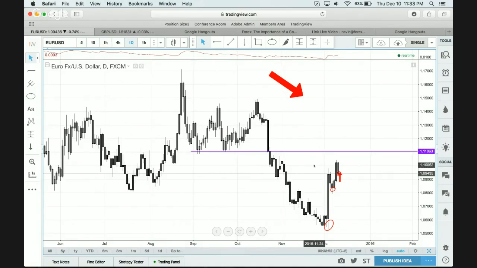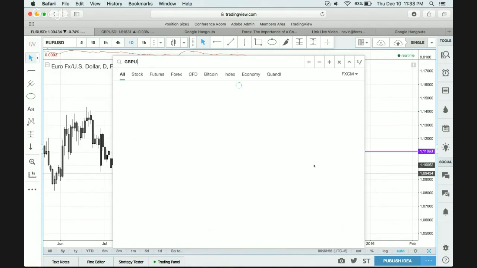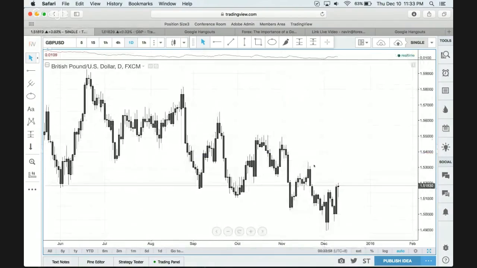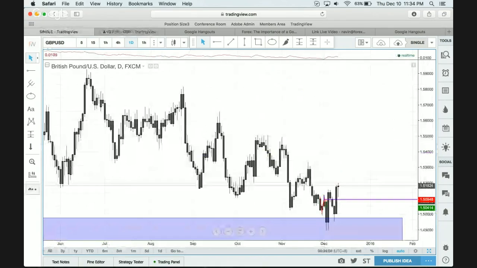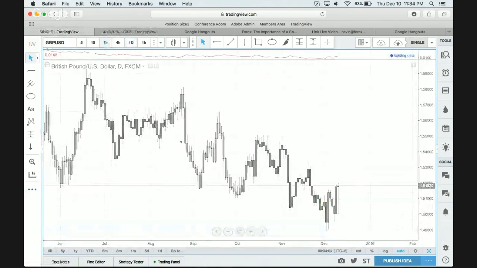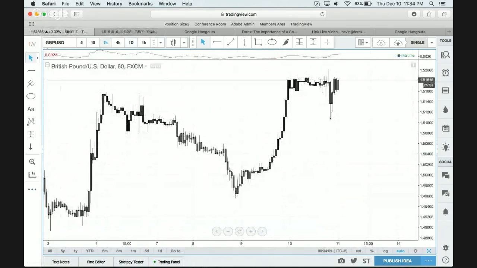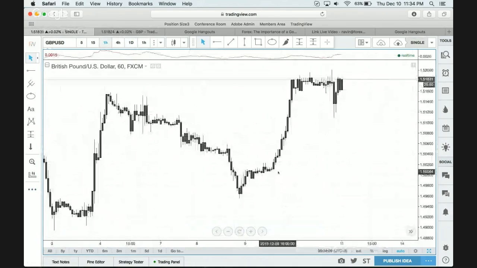GBP/USD on the 1 hour right now. What is that? Is that a price point or what? Let's open up pound dollar, 1 hour. Let me clear all this out. Go to the 1 hour. Okay, all right. So what we're seeing is a couple of things, right?